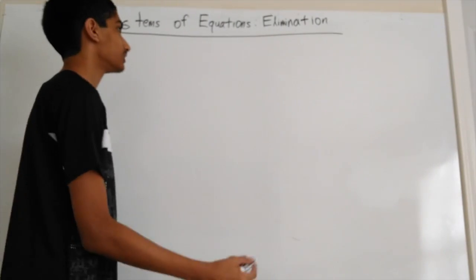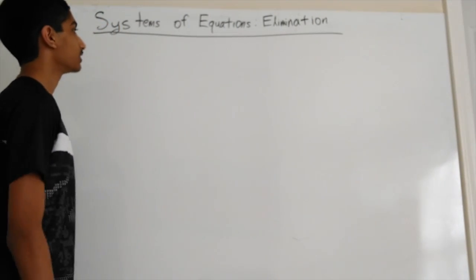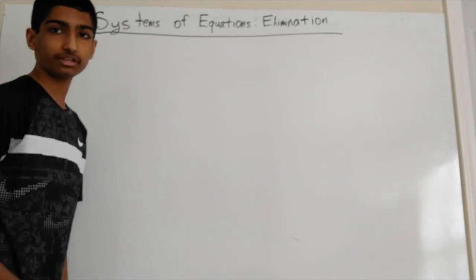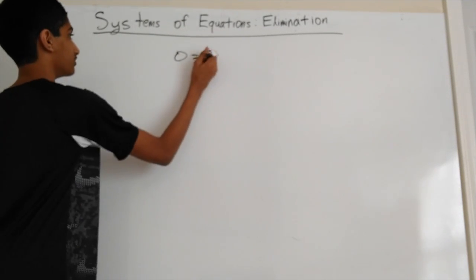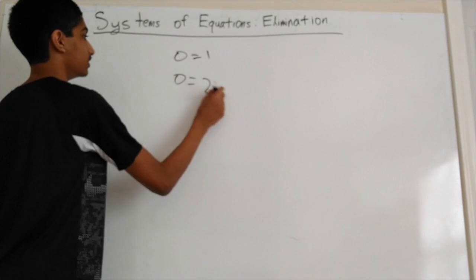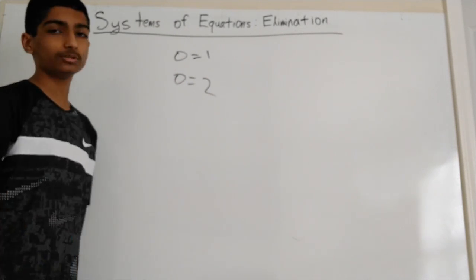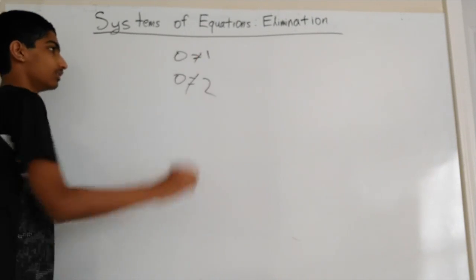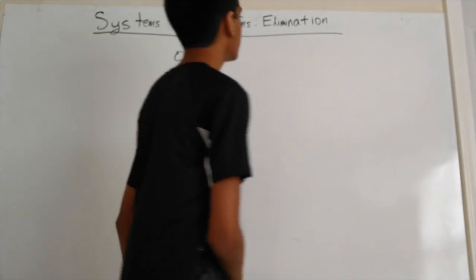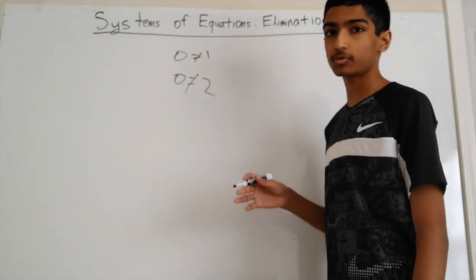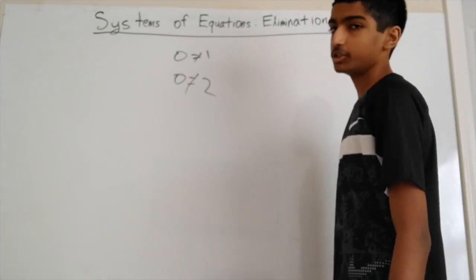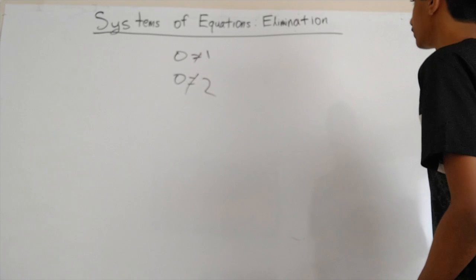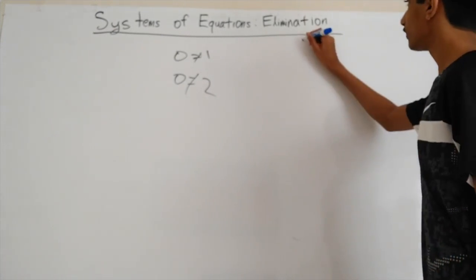Okay, so let's look at the second case of systems of equations. The second special case you can get is something like 0 equals 1 or 0 equals 2. And we know that this is false because 0 does not equal 1 and 0 does not equal 2. So those are false. So if you get something like this, then the systems of equations has no solution. So let's do a similar example.